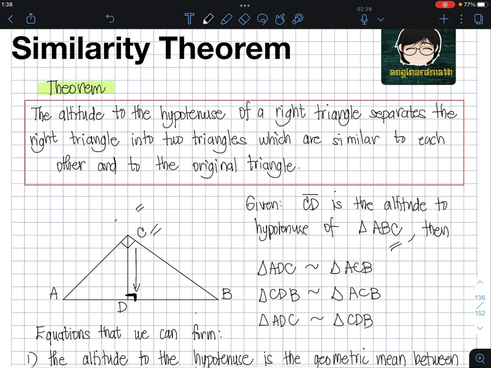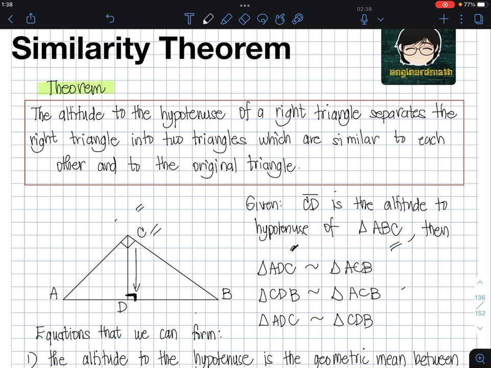So una, itong triangle ADC. So triangle ADC, okay, is similar siya dito sa triangle ACB, yung mismong pinaka-original right triangle natin. Okay? Another is itong triangle CDB naman. So CDB, okay, is similar din sa original triangle ACB. So similar siya dito sa right triangle ACB.